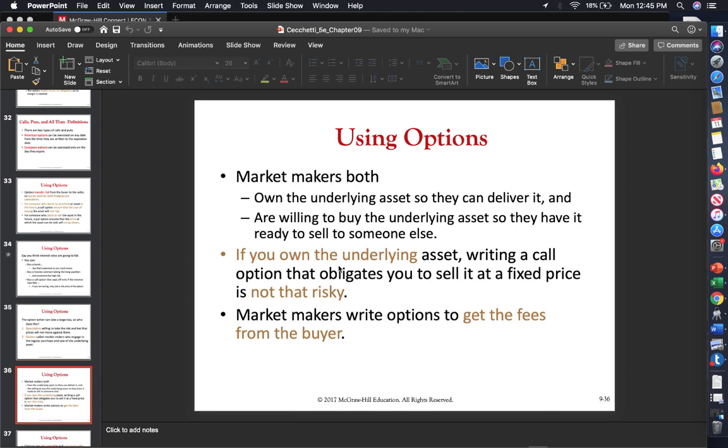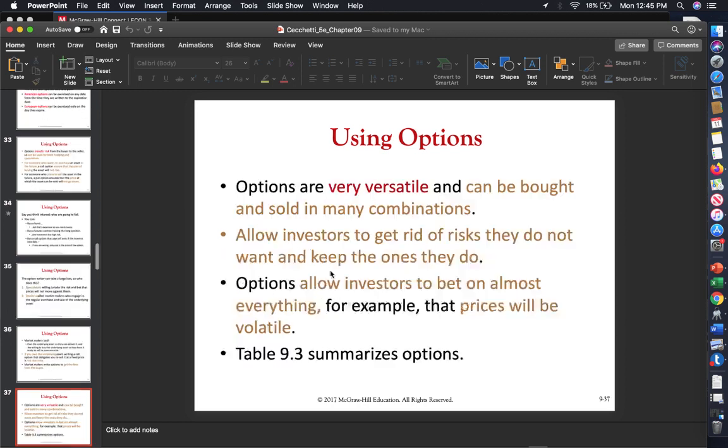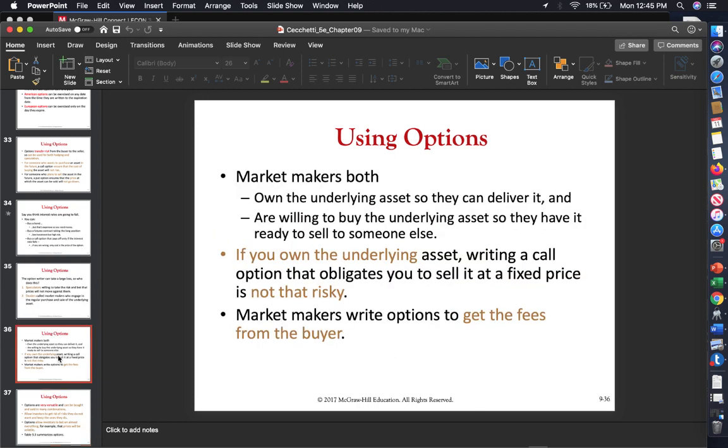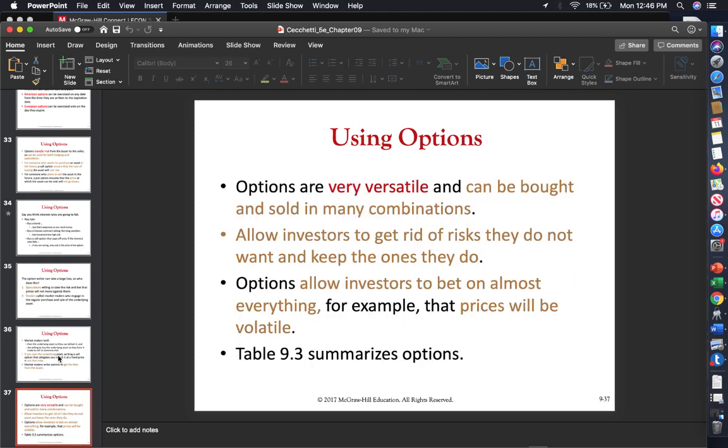So if you own that underlying asset, my point here is that a call option that obligates you to sell it at a fixed price is not that risky, because you own the stock, so you're not making any losses in that sense. And market makers, they write the options to get the fees from the buyers, and that's how they make a living, if you want.